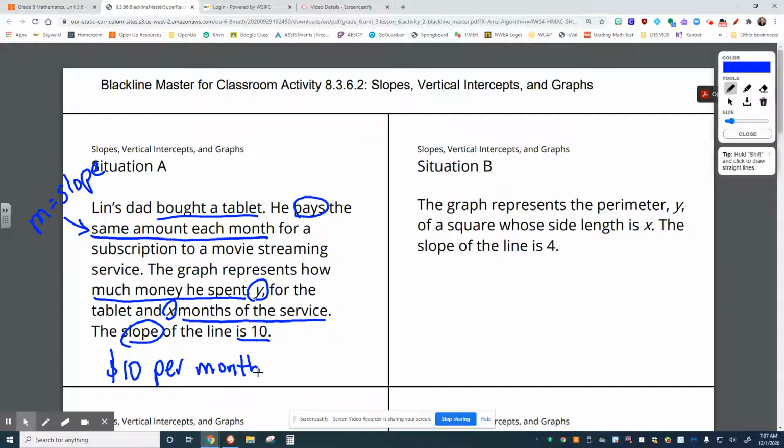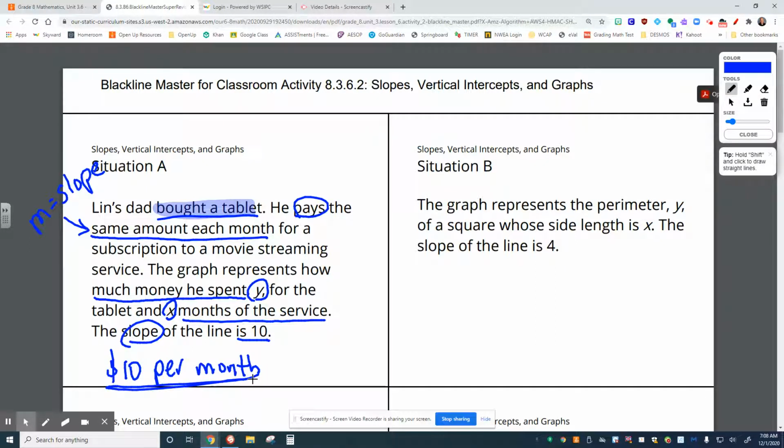So when we go to look for a graph, we're looking for a graph that has that slope of rise 10, run 1. The other thing that we have to be very careful of for figuring out is this proportional or non-proportional is, if this is proportional, that means that dad spent at 0 months, he spent $0. But here's the thing that we also recognize from this. Dad bought a tablet. Because dad bought a tablet, that means that he started out by paying more money at first. So he paid a certain amount of money and then he started paying $10 per month.